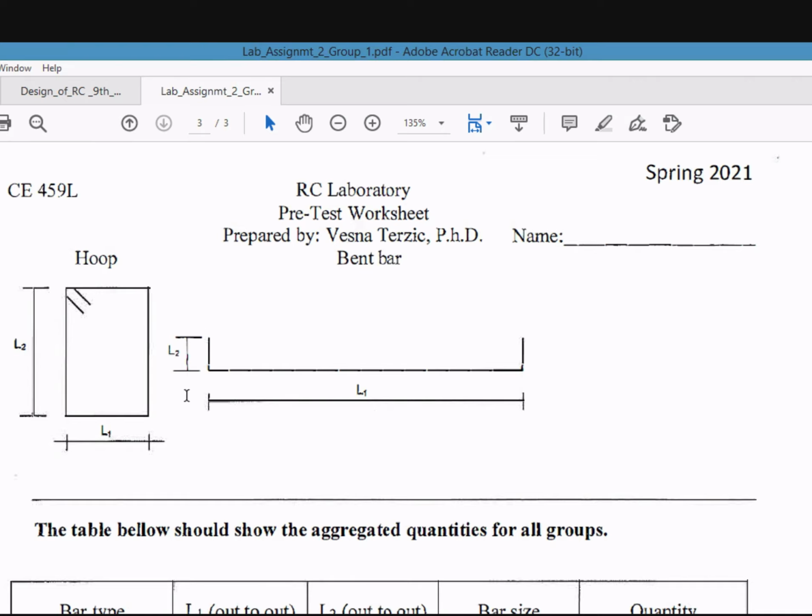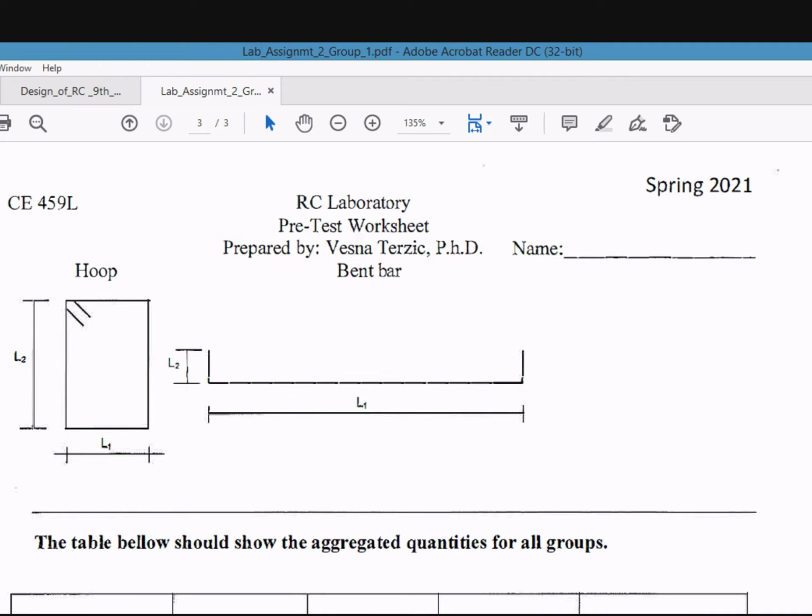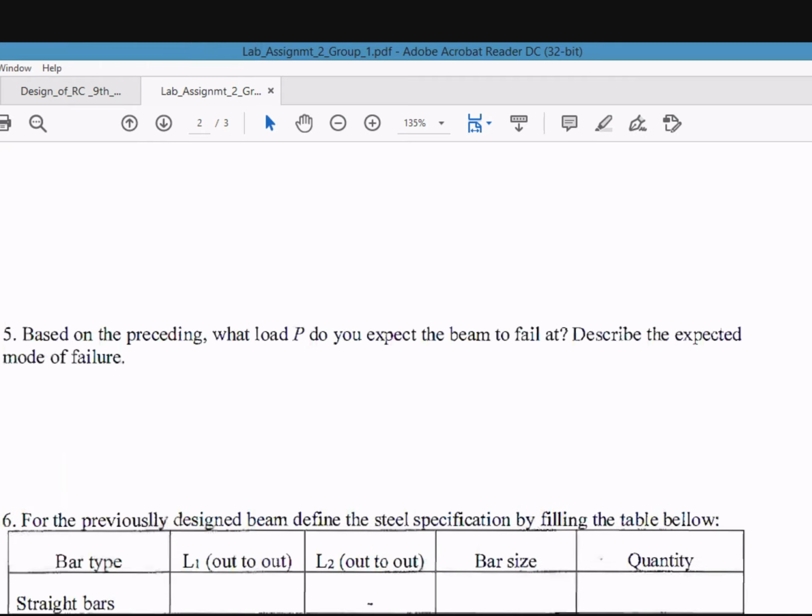And then L2 is going to be what? Again, the beam is 6 inches deep. So what is L2 going to be? 4. 4, thank you. 4 inches. That's it. That's what goes in that table. Does that make sense? Yes. Okay, very good.